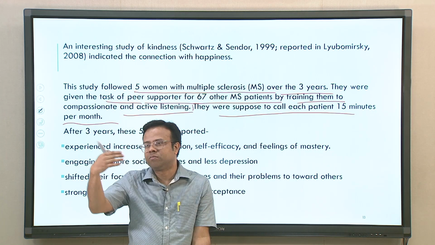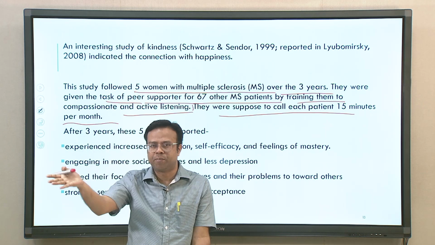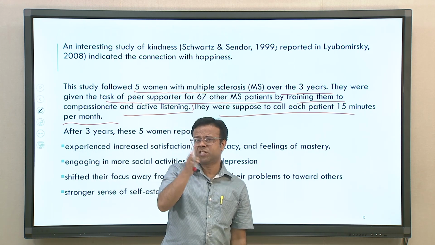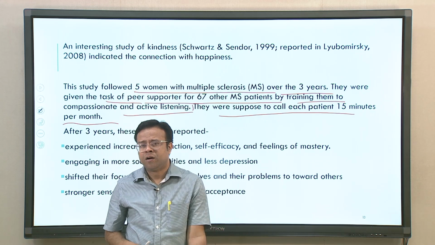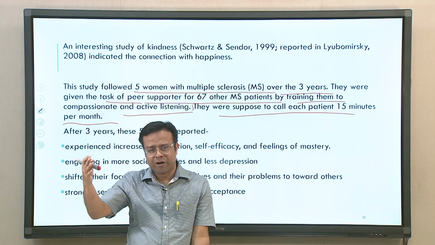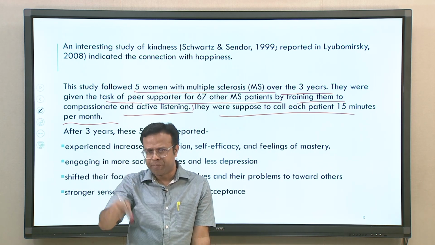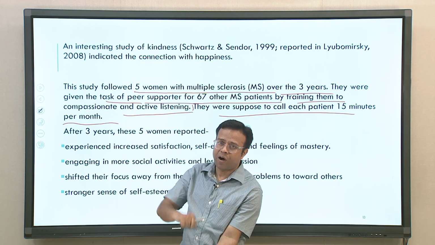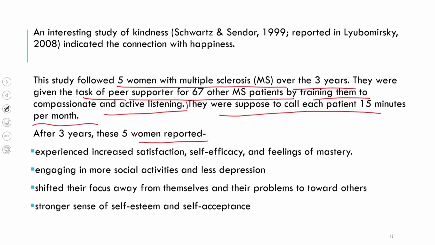So, they can call 15 minutes at least once in a month for each patient. There were 67 such patients. That was the task they were given. For 3 years they were supposed to do this, and they were following them and taking feedback and so on. After 3 years the researcher found that these women actually reported they experienced increased satisfaction in life, self-efficacy and feelings of mastery.